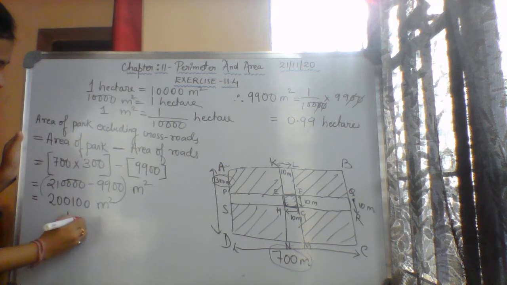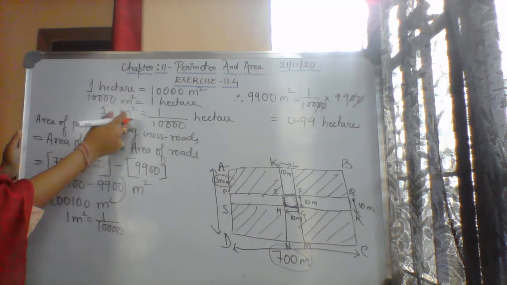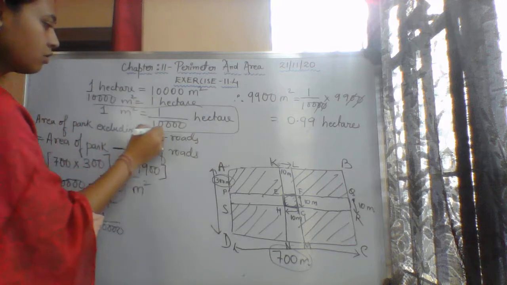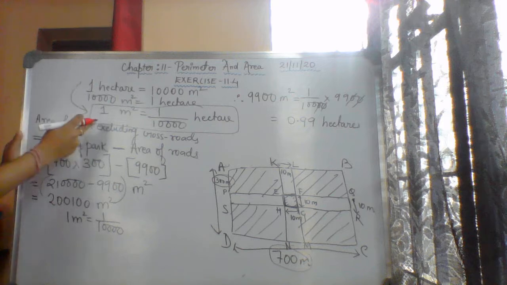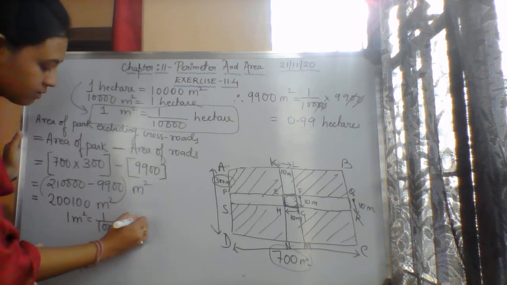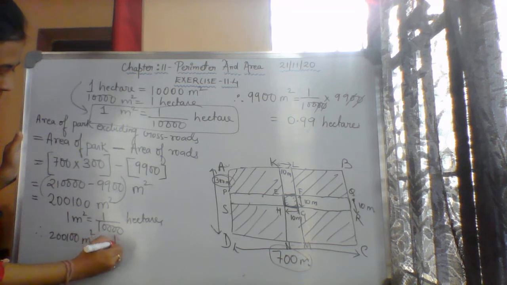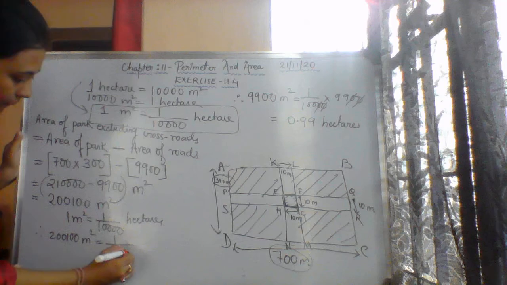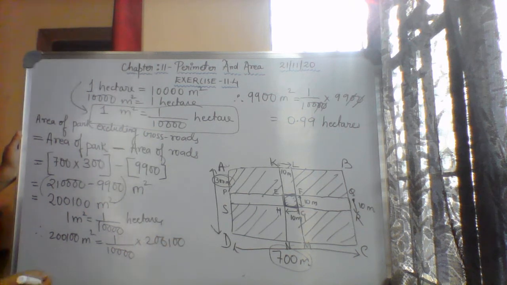Now we are going to convert into hectare. So 1 meter square equals 1 by 10,000. How it came, I have shown. So I am directly writing here. This came in this way. Okay, so 1 meter square is 1 by 10,000 hectares. Therefore, 200,100 meter square equals 1 by 10,000 multiplied by 200,100. That will come.